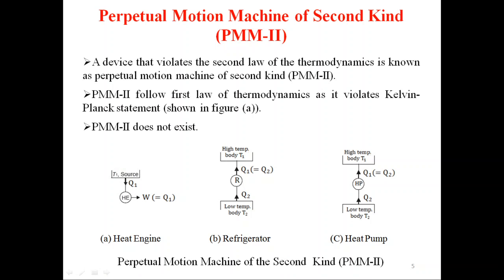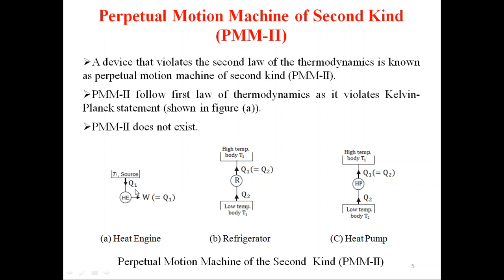Next is perpetual motion machine of second kind. A device that violates the second law of thermodynamics is known as perpetual motion machine of second kind. Perpetual motion machine of second kind follows the first law of thermodynamics, as it violates the Kelvin-Planck statement, as shown in figure A. In figure A, we have a heat engine in which Q1 is the amount of heat supplied from source at temperature T1. Because of this heat supplied, this heat engine is doing work W equal to Q1.